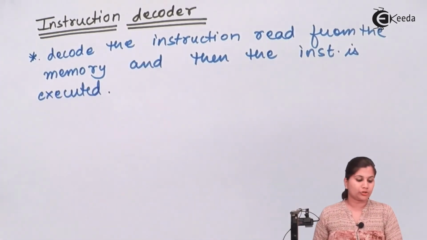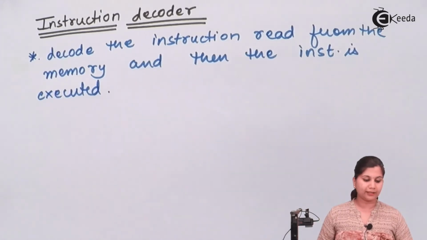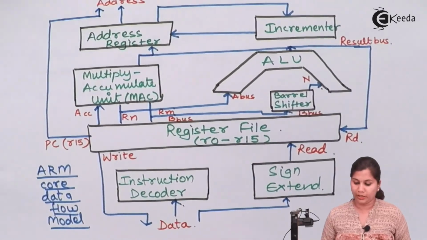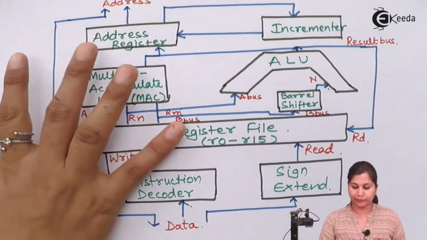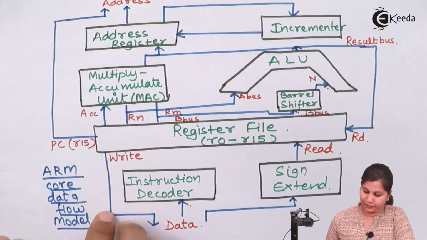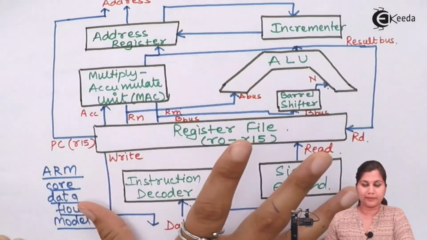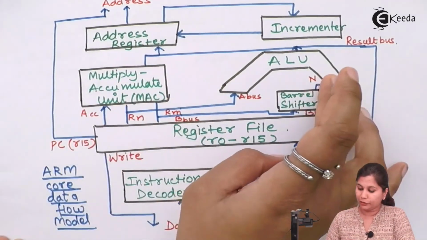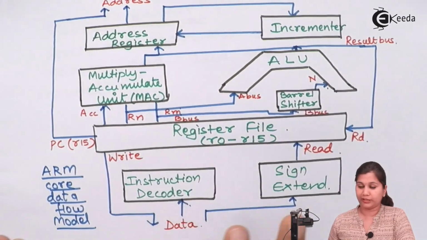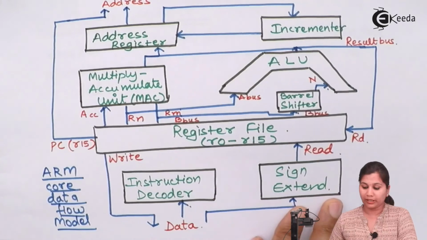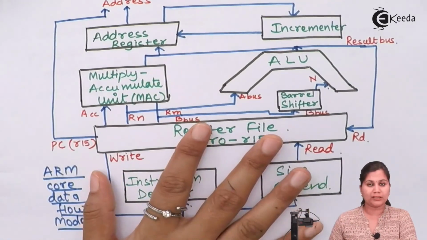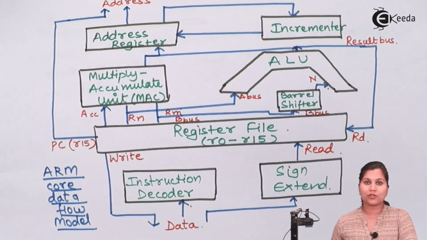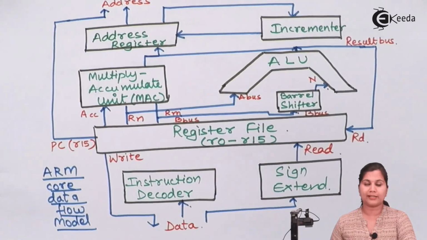Okay, so these are the various blocks present in the architecture or in the core of the ARM processors. Okay, we have seen the functions of every component. We have seen the data bus, then incrementer, address register, multiply accumulate unit, ALU, barrel shifter, register file, instruction decoder, and sign extend. Okay, we have seen how the data is flowing between these components and the functions of these components. So I hope that this topic, architecture of the ARM processor, is now clear to you.